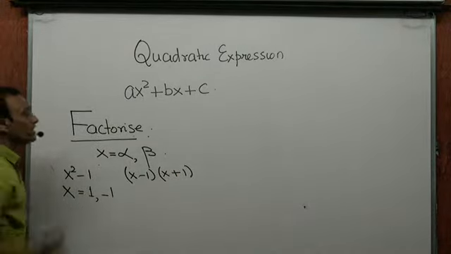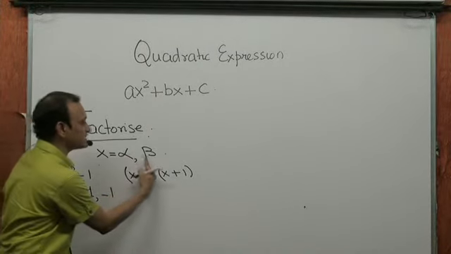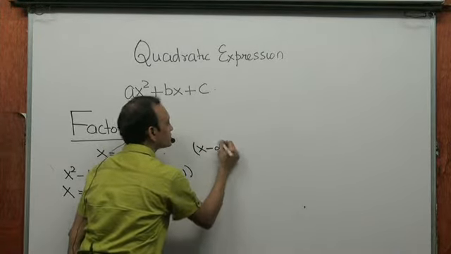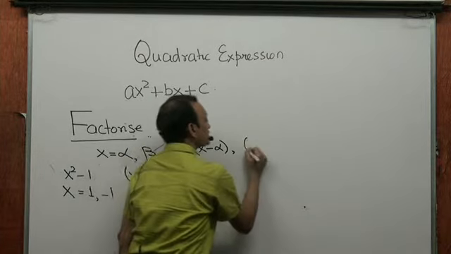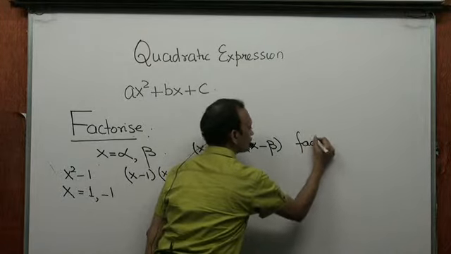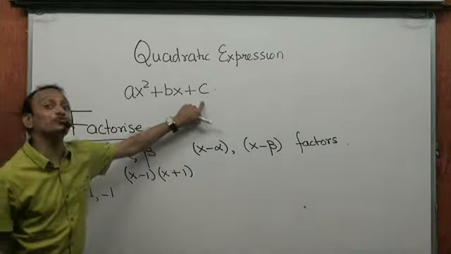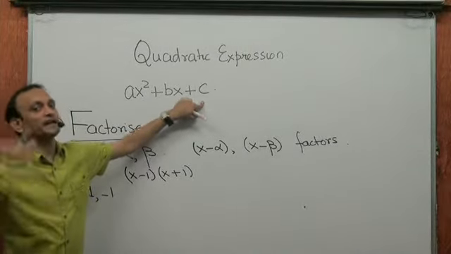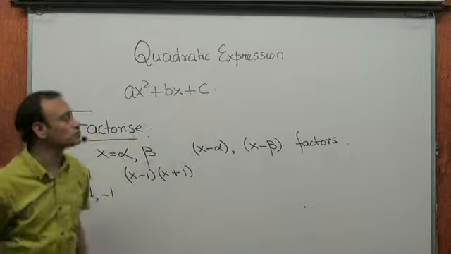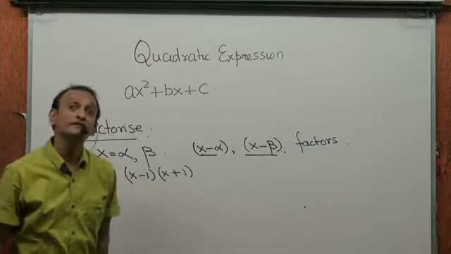Yes or no? So, in a very general sense, if an expression becomes 0 at x equal to alpha and at x equal to beta, then x minus alpha must be a factor of that expression, and x minus beta must also be a factor of that expression. Yes or no? So, if this expression is found to vanish at x equal to alpha and at x equal to beta, then x minus alpha and x minus beta must be factors of this expression.